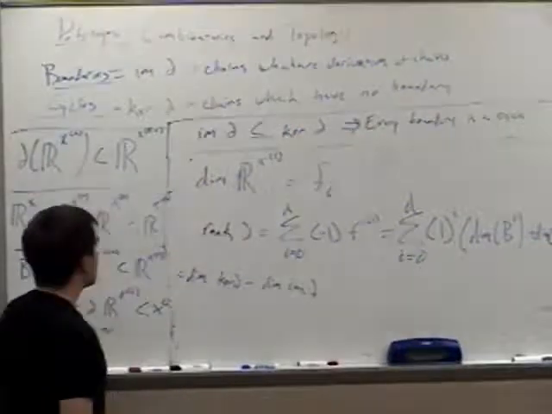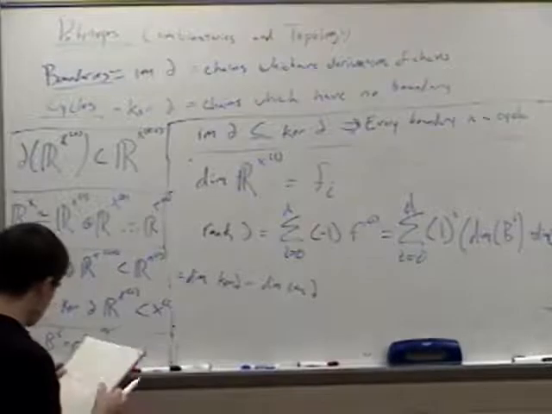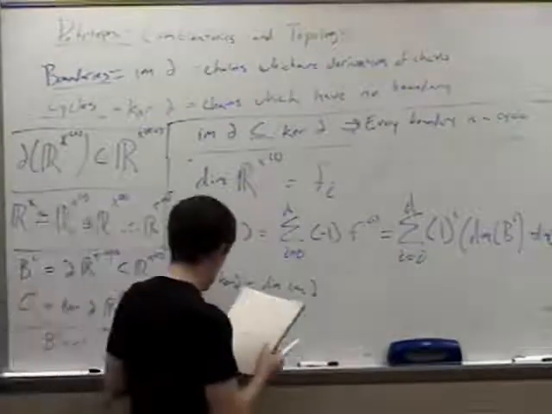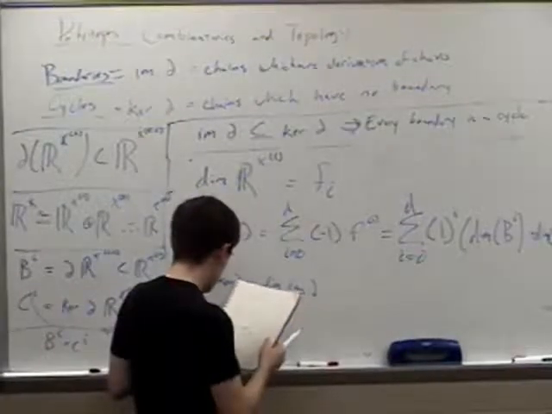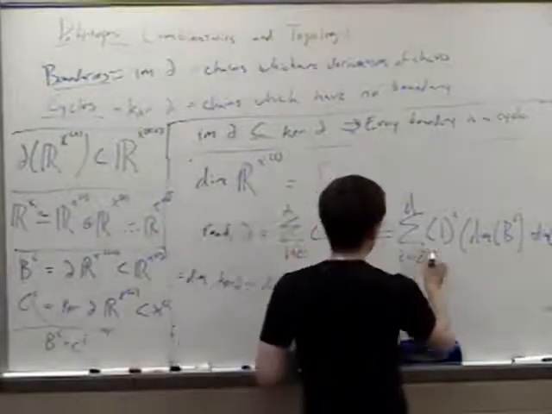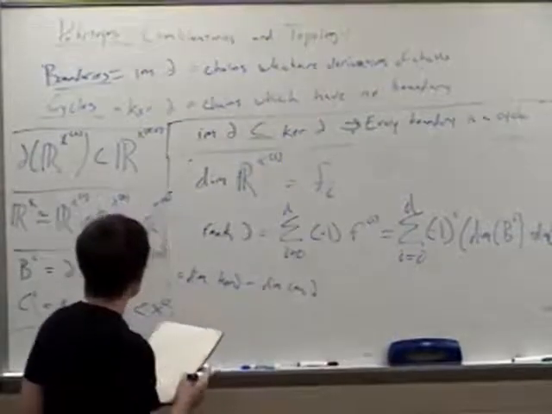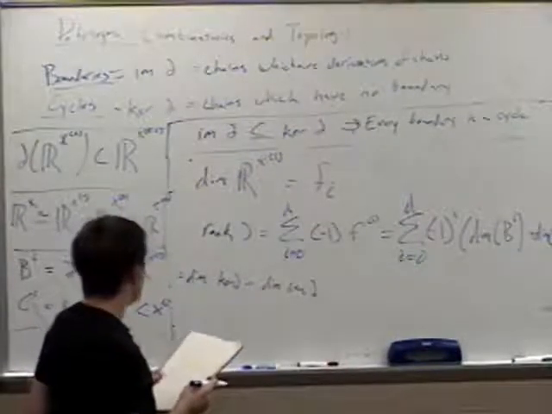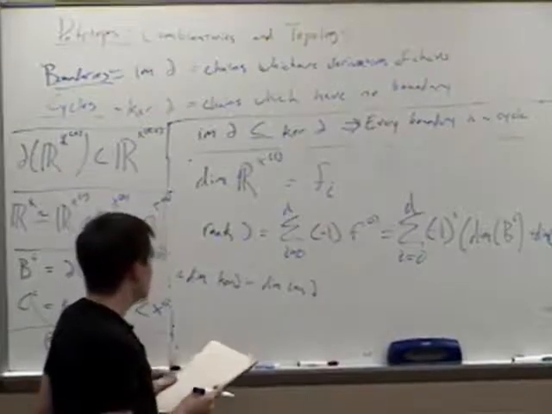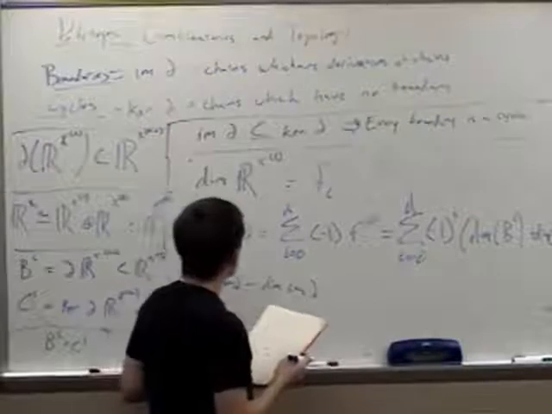Right, and so what's going on here? Well, I'm using... I think I got an index wrong. Maybe I did. I don't know. Yeah, that should be -1 to the i. Right, so the rank of delta is the dimension of the kernel minus the dimension of the image. Right, and where did that go from?